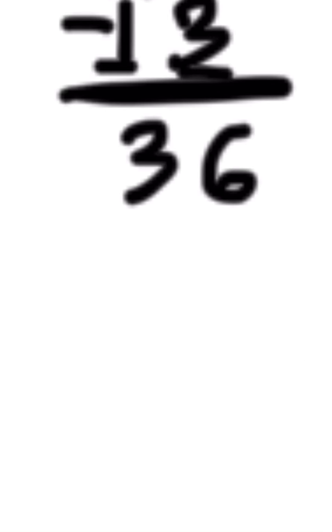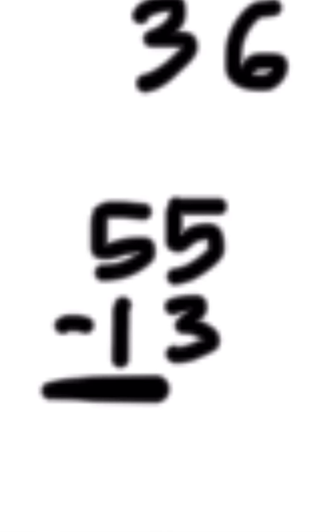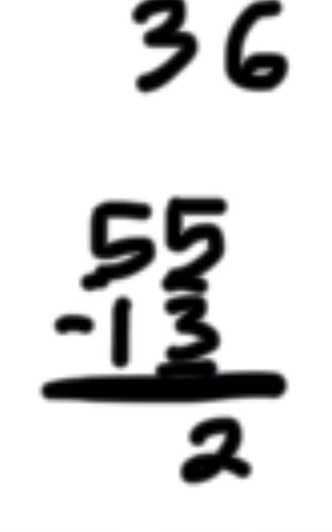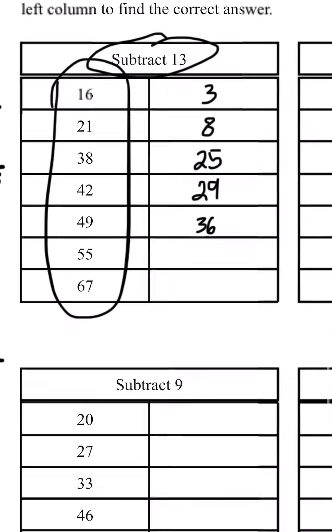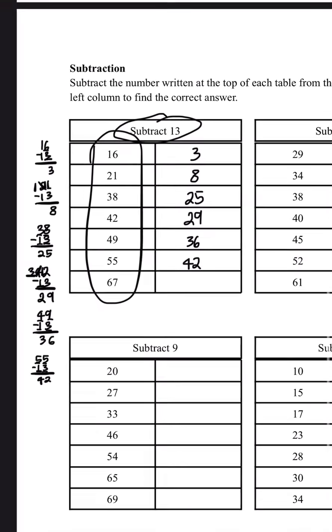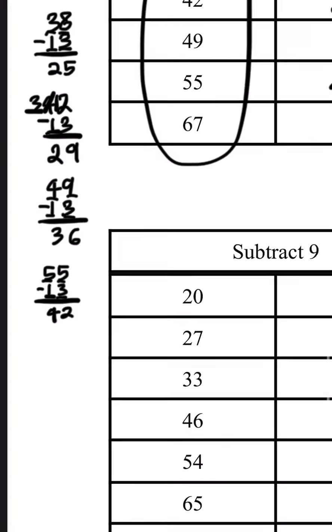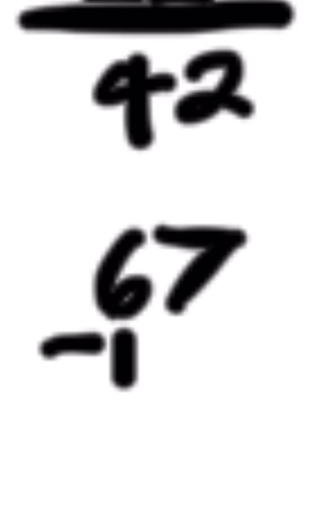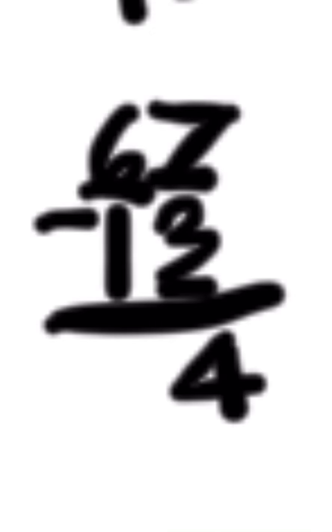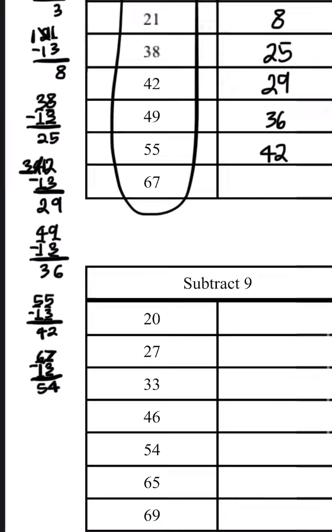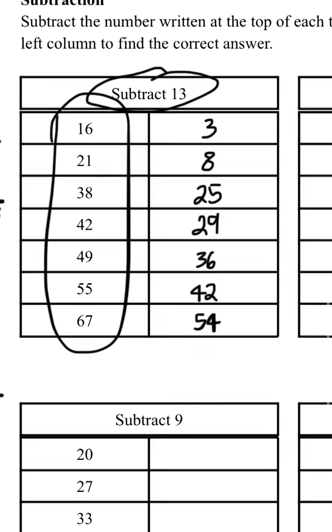Now we need to do 55 minus 13. 5 minus 3 is 2, and 5 minus 1 is 4. So 42 is the answer for the sixth column. Now, lastly, we need to subtract 13 from 67. 7 minus 3 is 4, and 6 minus 1 is 5. So 54 is the answer for the last one.